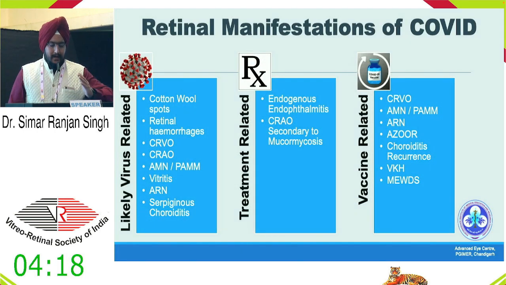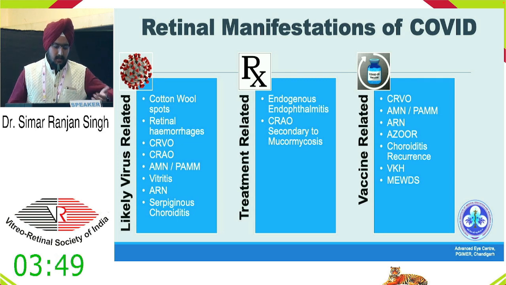So I've tried to divide these manifestations into various forms. One is likely virus-related complications, such as the things we see in the retina, maybe cotton wool spots, retinal hemorrhages, vein occlusions. These are likely virus related. Some of them are iatrogenic, related to the treatment that we have given for COVID, such as endogenous endophthalmitis, CRAO secondary to mucormycosis. And some of them are vaccine related, which have come up more recently once we started with the vaccination.